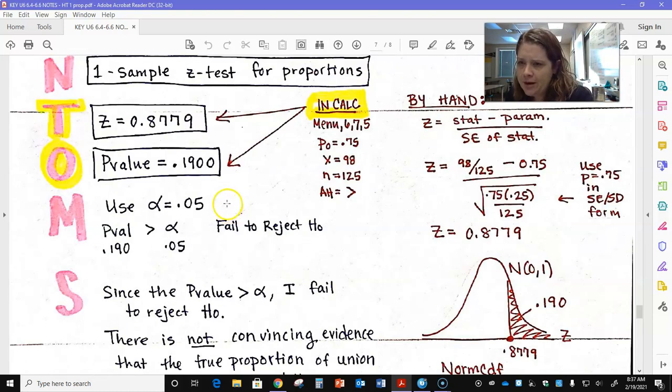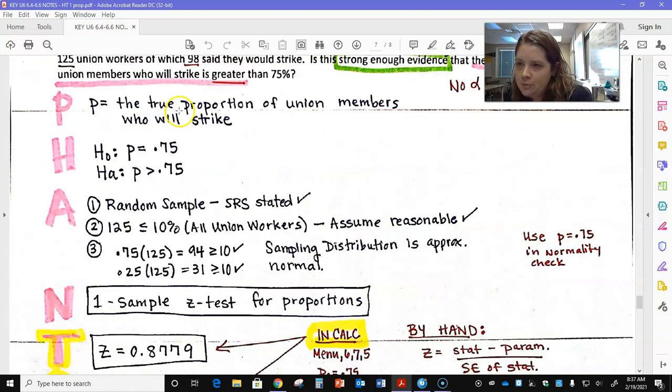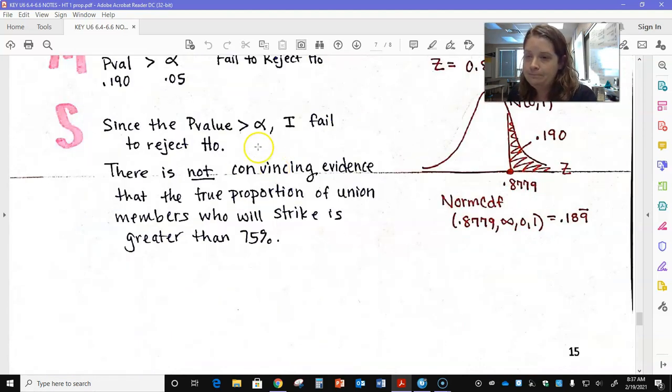That is, I'm going to go back and look at it again. P is greater than 0.75. P is the true proportion of union members who will strike. I'm going to write that down. The true proportion of union members who will strike is greater than 75%.